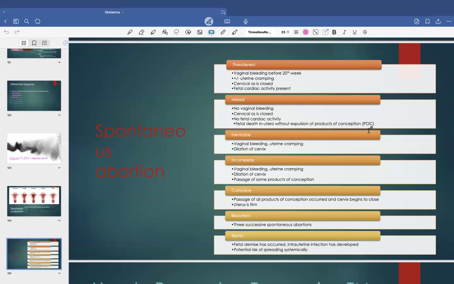The other two I want you to be familiar with that are not part of the trademark incorporated are recurrent and septic. Recurrent, 3 successive spontaneous abortions, and septic, which is fetal demise, where an intrauterine infection has started to develop, so it's a septic abortion. It is causing an infection in the mom. Symptoms might include abdominal or pelvic pain, uterine tenderness, vaginal discharge that is purulent, elevated white blood cell count. When not treated urgently, septic abortions can progress and be lethal. These patients need high dose antibiotics and surgical evacuation.